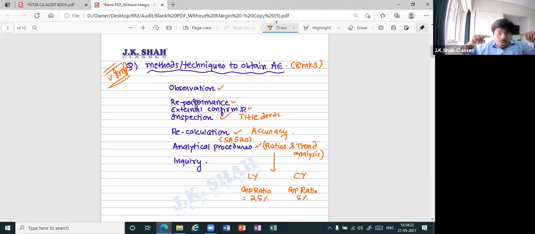When there is something wrong, the auditor will have to inspect further. When he inspects further, why does he do that? In order to get information. Then obviously this procedure that he is doing, this analysis that he is doing, is known as analytical procedure.